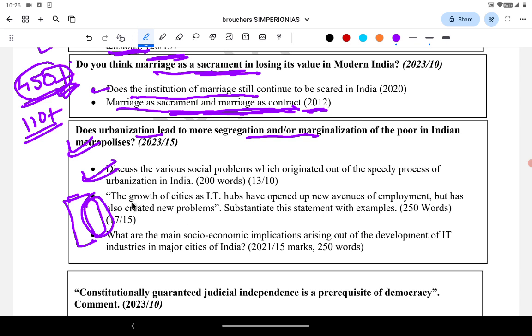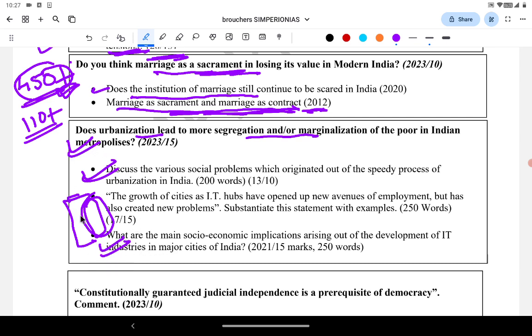I'll read both questions. The growth of cities as IT hubs has opened up a new avenue of employment, but has also created new problems. Substantiate this statement with examples. Development of IT hubs led to some of these problems. See, what are the socio-economic implications arising out of the development of IT industries in the major cities? Socio-economic implications can be positive and also negative. But these questions are similar.